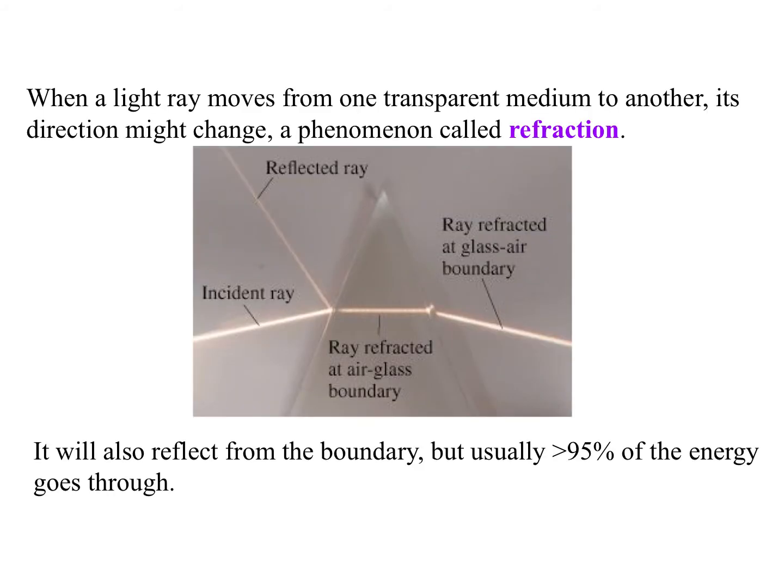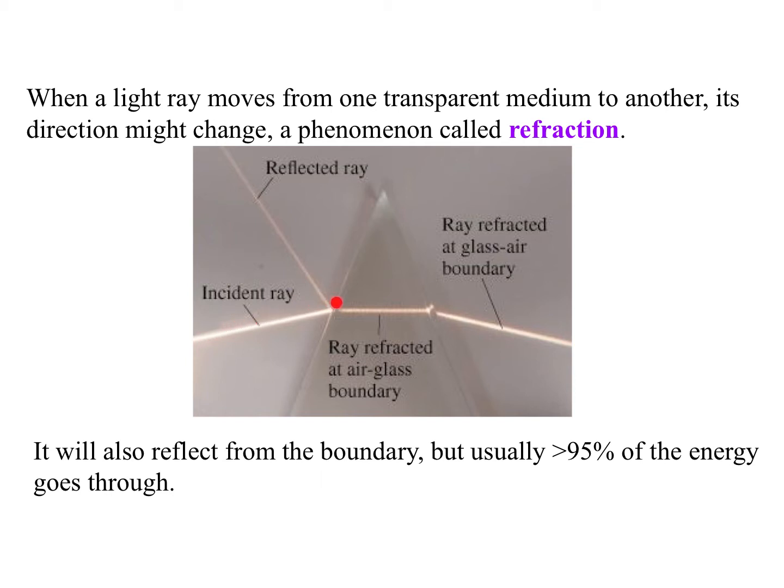The other important ray optic effect, other than reflection, is something called refraction, and that's what we cover today. When a light ray moves from one transparent medium into another, its direction might change, a phenomenon called refraction. It will also reflect from the boundary, but usually more than 95% of the energy goes through.